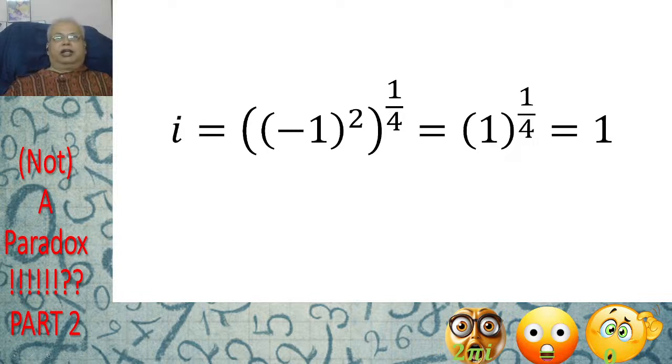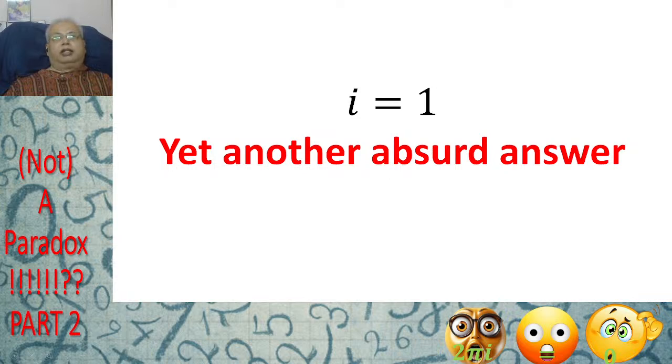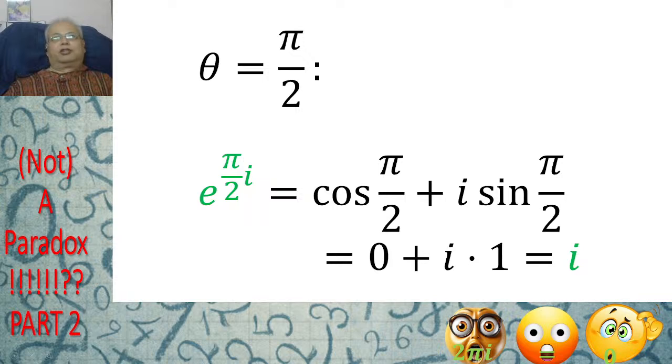Now we have seen i is equal to 1. But we know i is equal to root over of minus 1. So i is equal to 1 or i is equal to root of minus 1. So this way we have got another absurd answer, as i is equal to 1. So up to now we have seen three absurd answers. Let us see some good answers, proper answers.